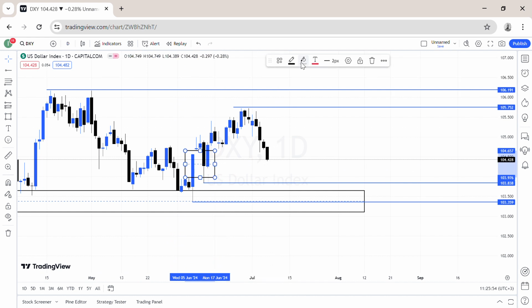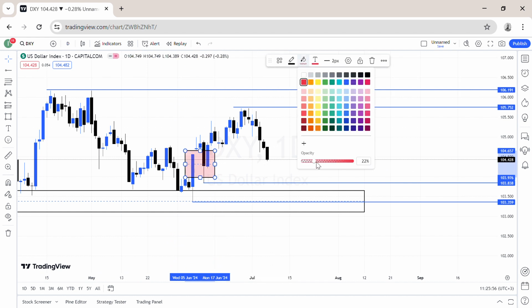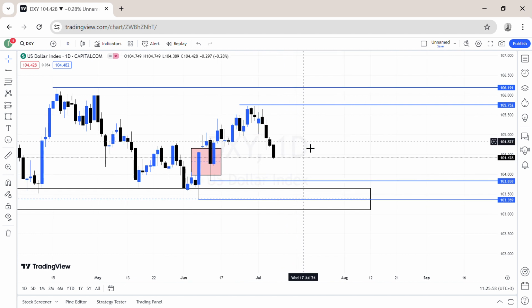Let me just shade it. So that fair value gap has been traded into, so there are lower chances of this fair value gap holding the price. So what do we expect? We expect the price to go for external range liquidity now that we have nothing that will resist price in between here.